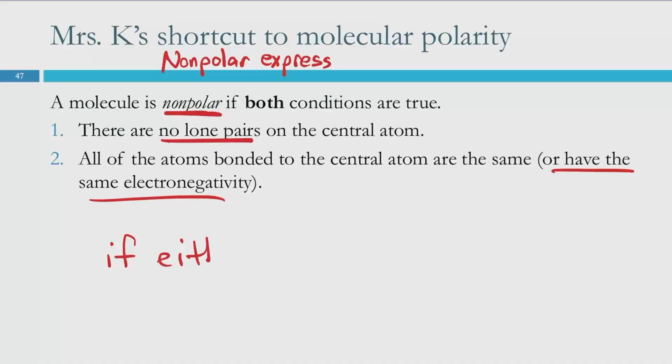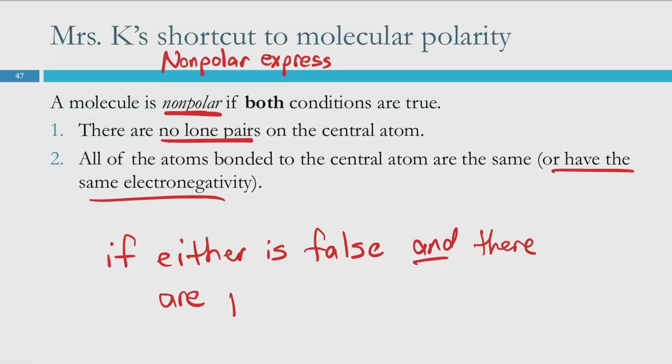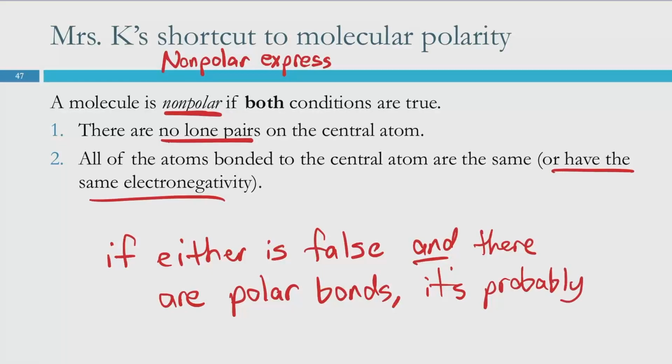If either is false, and there are polar bonds, because we have to have polar bonds, it's probably polar. And by probably, I would guess 99% of the time, at least in this class. 99% of the time, it's going to be polar if it doesn't meet this nonpolar express.